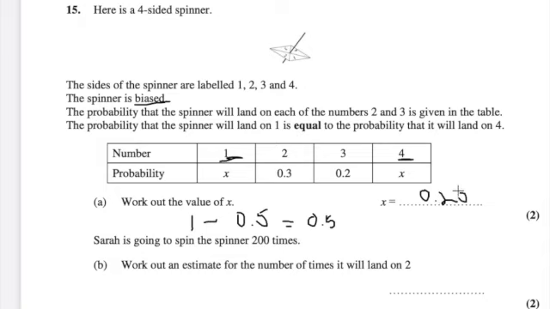The next question is, Sarah is going to spin the spinner 200 times now. So it's going to spin it 200 times. Work out an estimate for the number of times it will land on 2. So you see next to 2, it's 0.3. So the likelihood of it landing on 2 is 0.3. Use 0.3 times 200, which should give you 60.